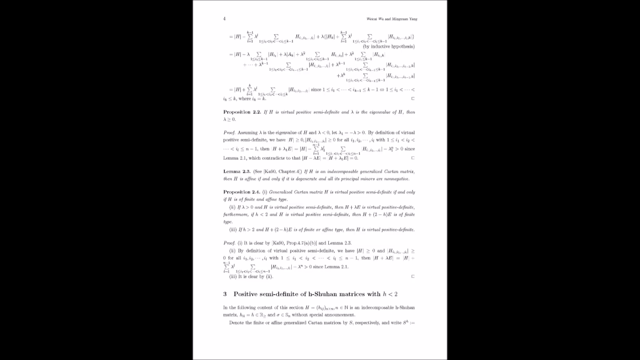Wow, this is really incredible. We're finding these elegant relationships and boundaries even in this abstract world of matrices. It speaks to the underlying order and beauty of mathematics, doesn't it? It really does. It's like these matrices are revealing hidden patterns and relationships that we're uncovering. Absolutely. And this is just the beginning. The next section of the paper takes us into a complete classification of h-Shuhan matrices based on their positive semi-definiteness, which is where things get really exciting.